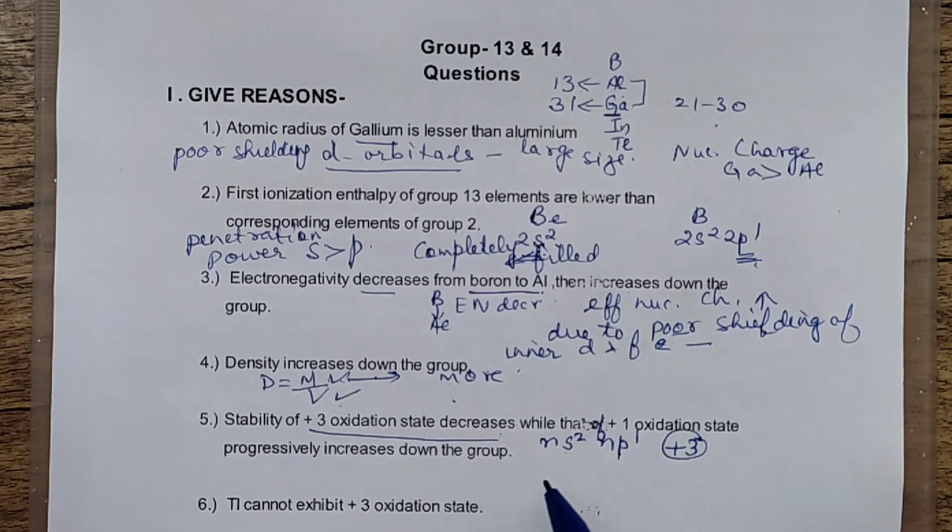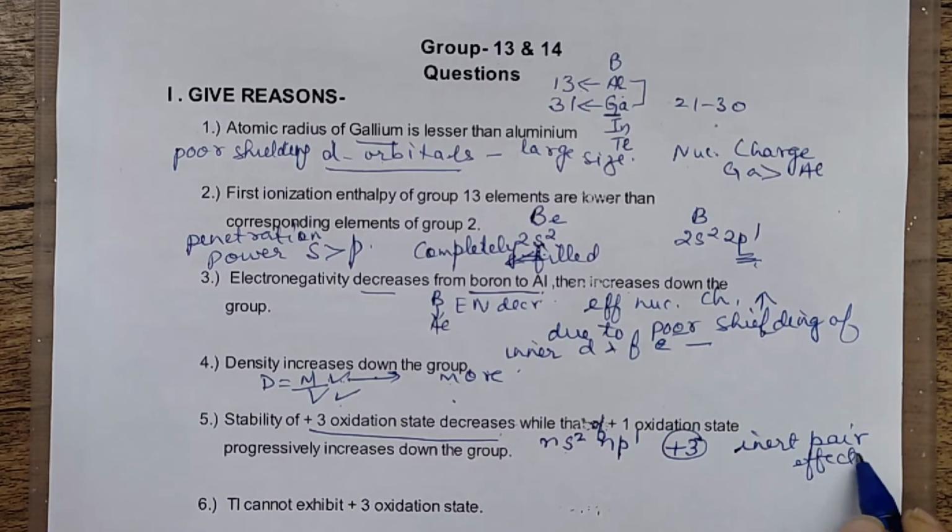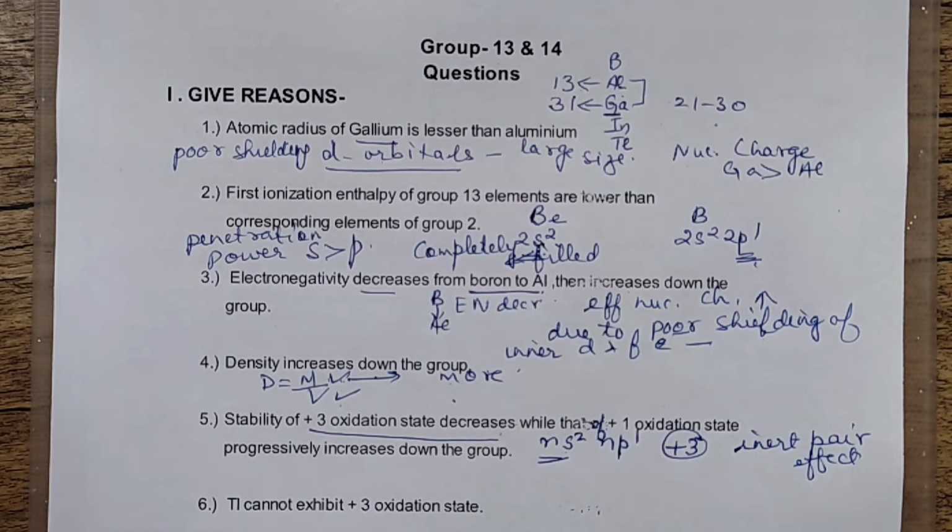+1 is increasing. Why? Because the last elements exhibit the inert pair effect, due to which the pair of s electrons doesn't get unpaired. It doesn't participate in the bond formation. So only the +1 oxidation state is shown. Particularly thallium is the element which shows only one oxidation state, that is +1, wherein gallium and indium show both +1 and +3. So overall we can say the stability of +1 is increasing and +3 is decreasing.